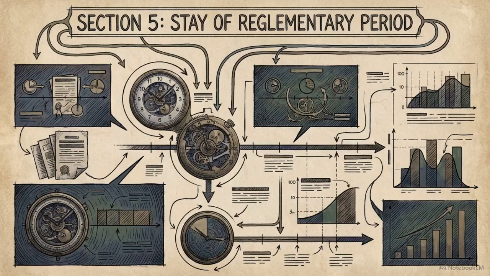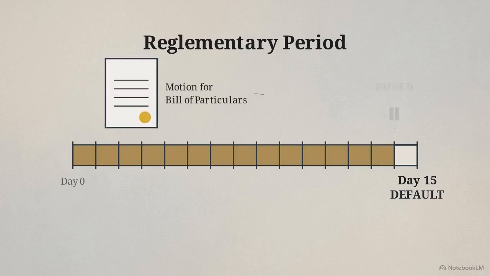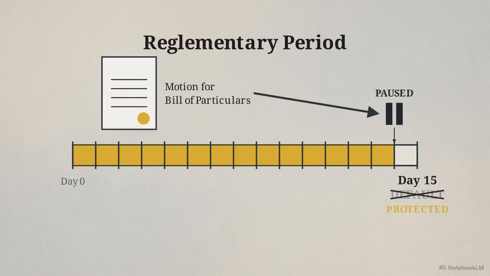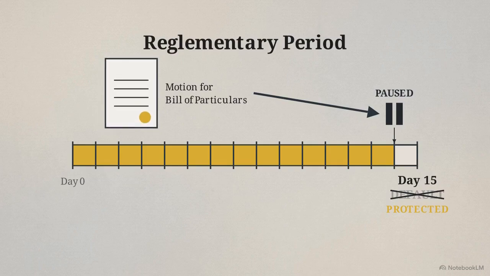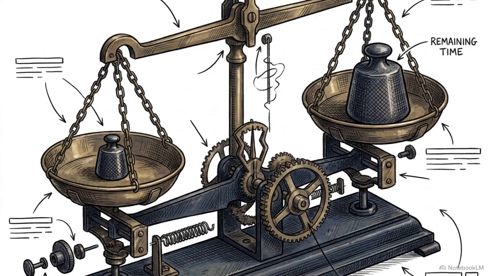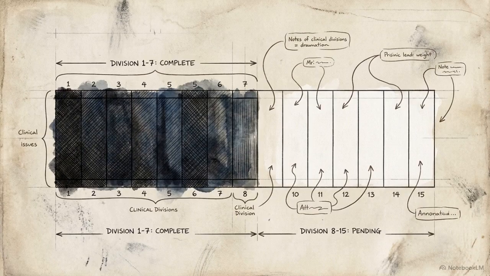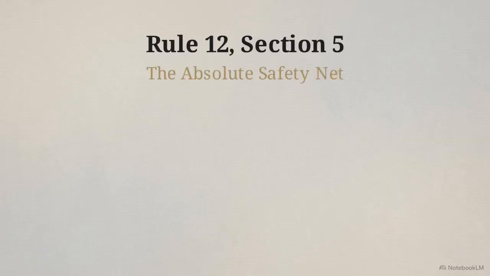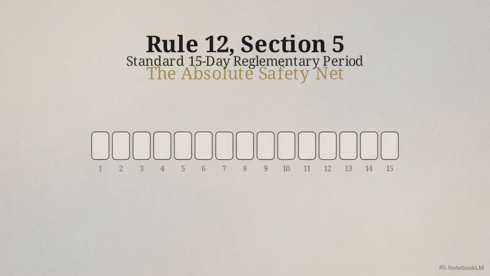Section 5 protects the defendant, the stay of period to file a responsive pleading. This pauses the reglementary clock. A defendant cannot be declared in default for failing to answer while a legitimate request for clarification is pending. The timeline is governed by the balance of period rule. Once the bill is served or the motion is denied, the moving party gets the exact remaining balance of the time they originally had. However, the rules provide an absolute safety net. The remaining period shall not be less than 5 calendar days in any event.